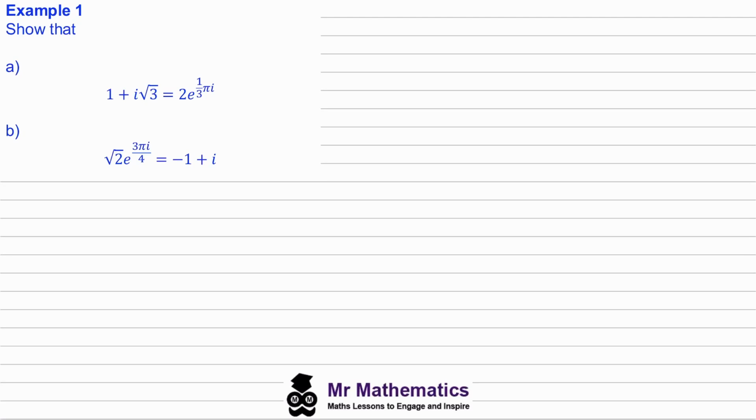Hi everybody. So in this video, we're going to look at Euler's form of a complex number and how we can use this to convert between x plus iy form and modulus argument form. So we'll work through a couple of examples and then we'll try some exam style questions.